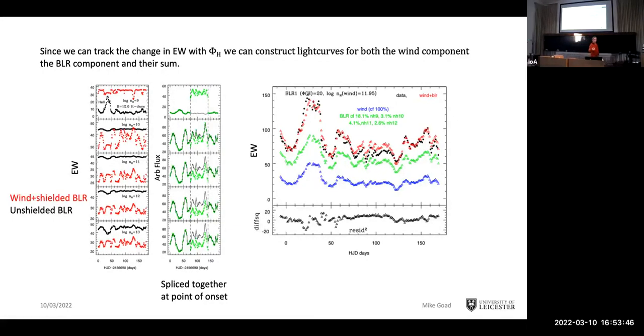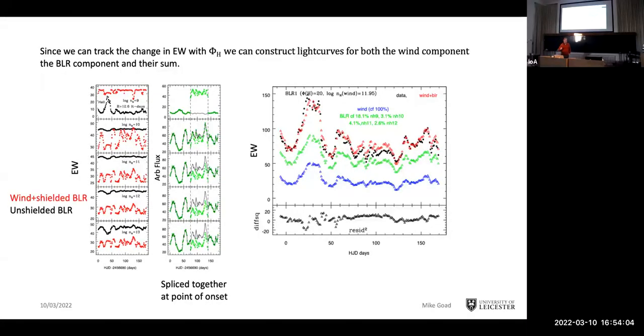Again, it ignores the geometric dilution, which is something we need to fold in. But you can see the black data points is actually the data, and the red is the wind plus BLR. And that's a pretty good fit. It's certainly a better fit than the dynamical models that were produced from the HST campaign.